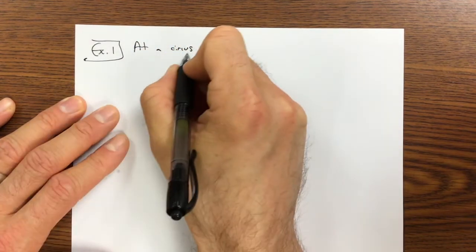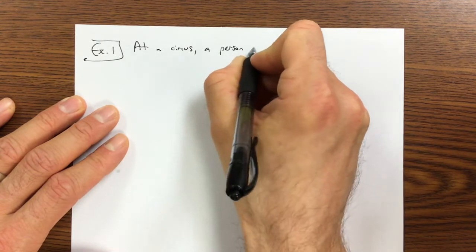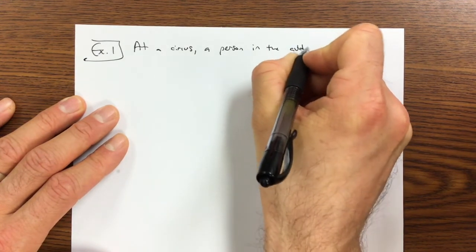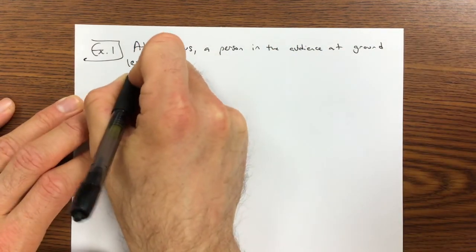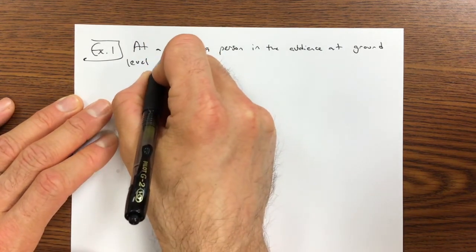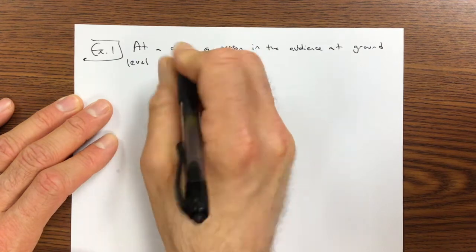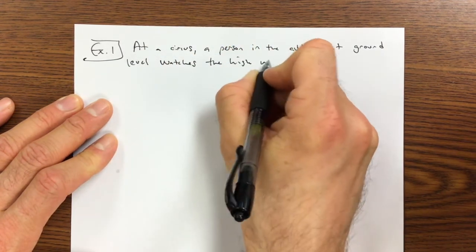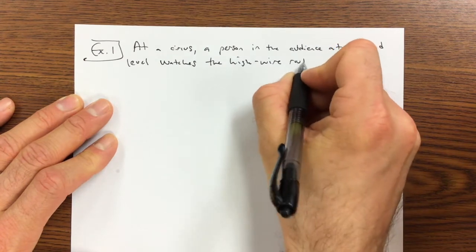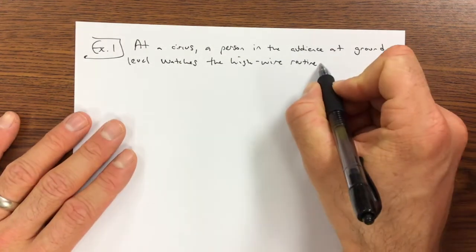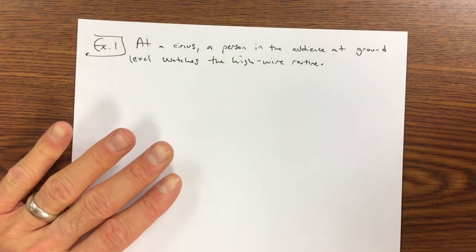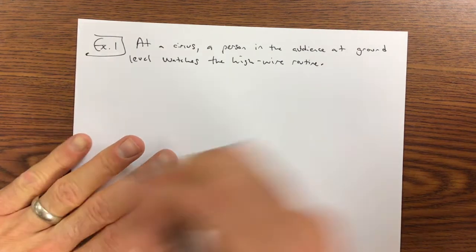At a circus, a person in the audience at ground level watches the high wire routine. Now, folks, I've never been to a circus, but I know what the high wire routine is. It's an acrobat trying to balance on a rope the width of an inch, and they have a really long horizontal pole that they balance with. A person in the audience is watching a high wire routine.